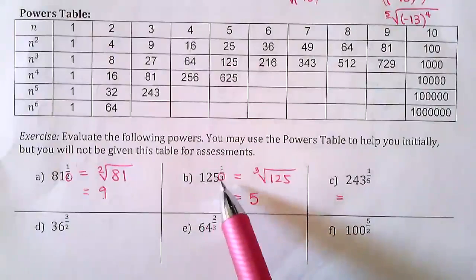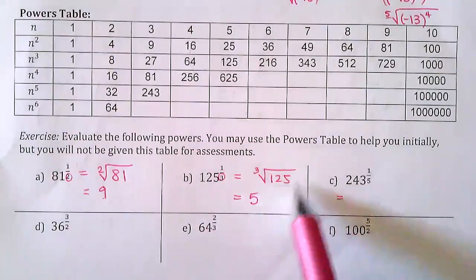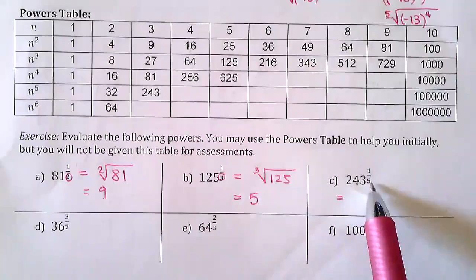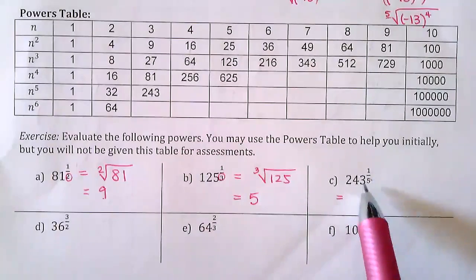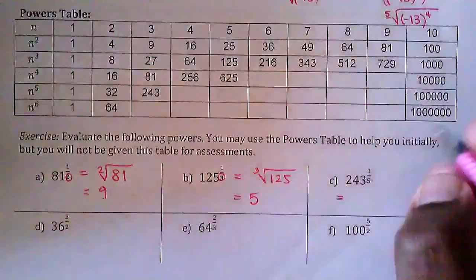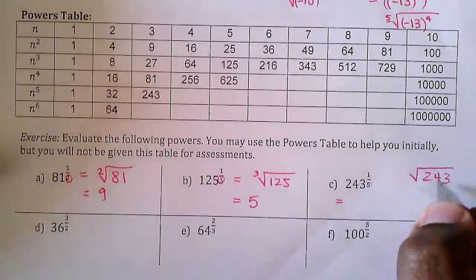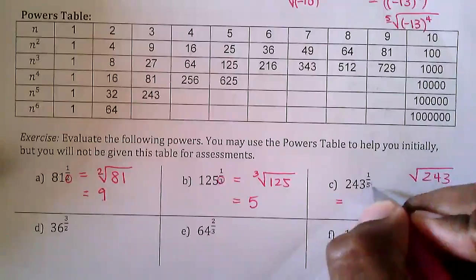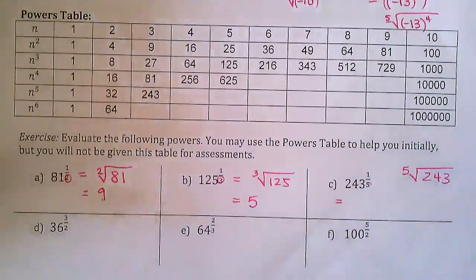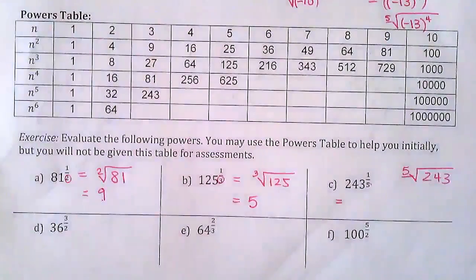So here, this was the same thing as saying, what is the cube root of 125? This is the same thing as saying, what is the 5th root of 243? So if I had to rewrite it, it would look like this, where the base becomes the value underneath the radical, and the n value is 5. So what's the 5th root of 243?